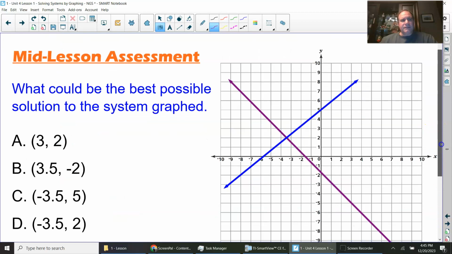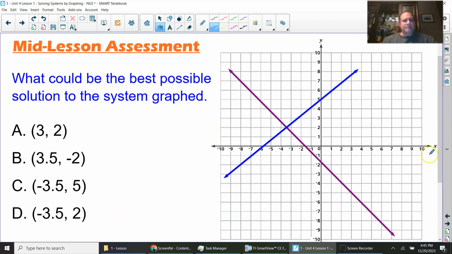So the mid-lesson assessment is right here. What could be the best possible solution to the system graphed? I'm just going to go ahead and put a nice red dot right in the middle there. And it is not a whole number coordinate. So I know that it's between -3 and -4. So that's out and this is out. Between -3 and -4, it has to be -3.5, so up to D.